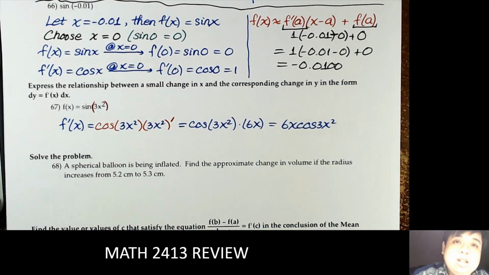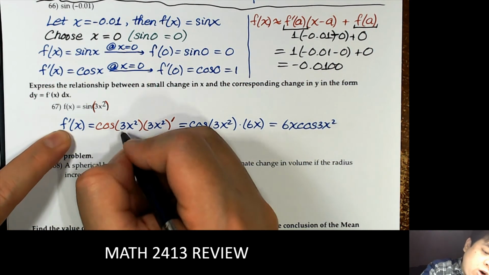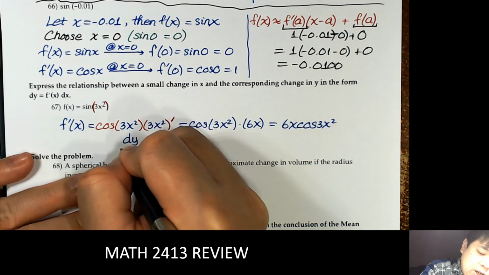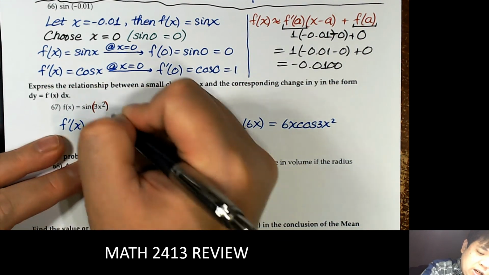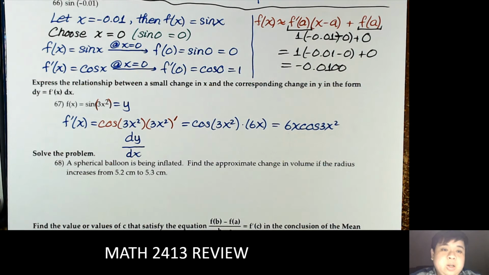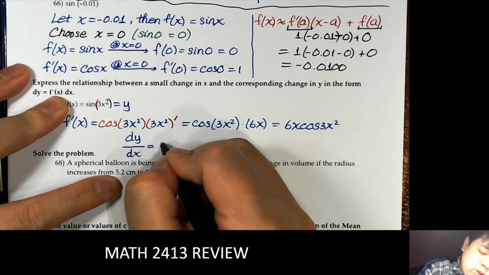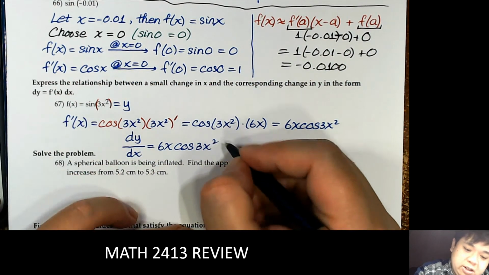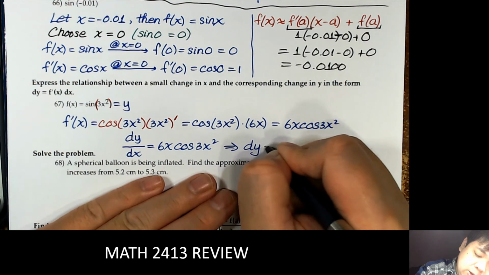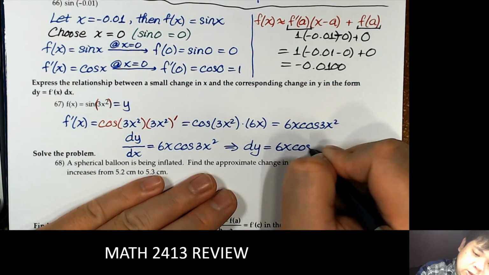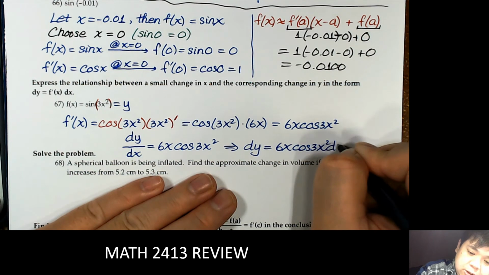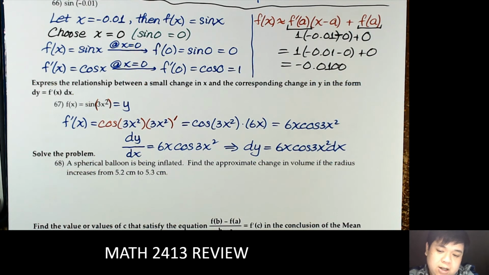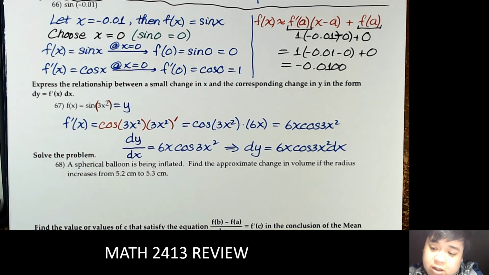Then let's just rewrite the notation. Instead of writing f prime of x, why don't we write dy over dx? Let this function be y, so we can write it like that. So dy over dx is equal to 6x cosine of 3x squared. Just move the dx over. That's what we have. The next one is kind of similar as well.